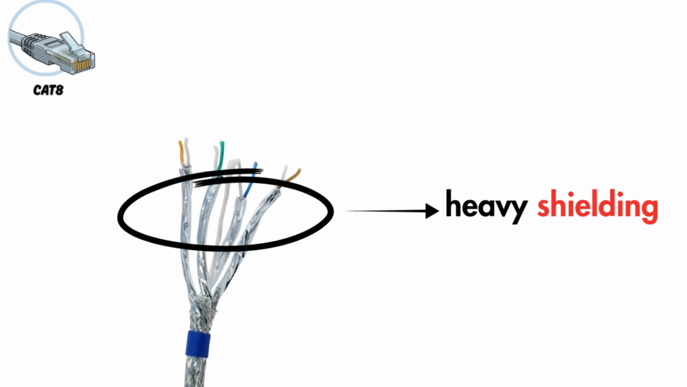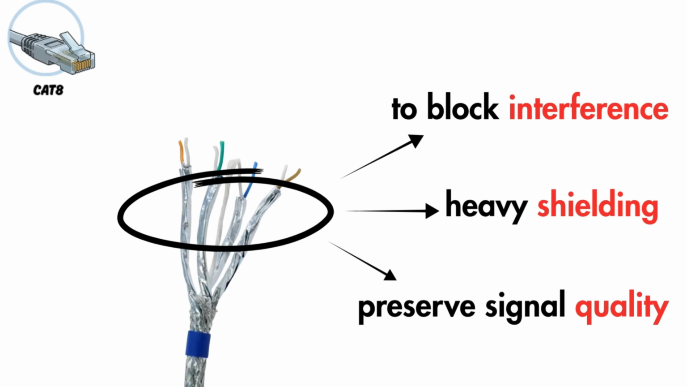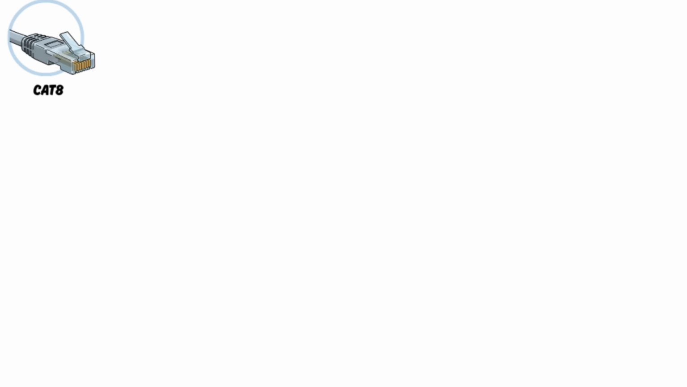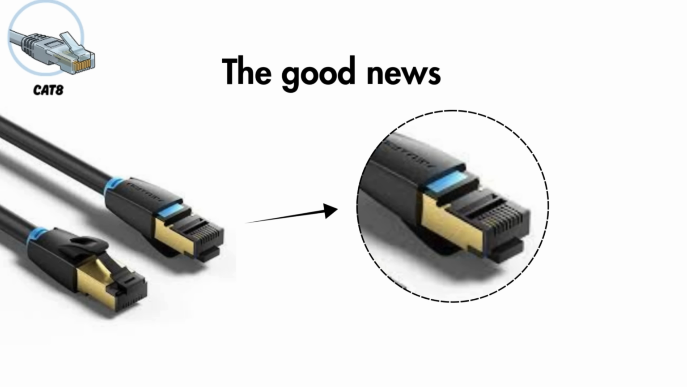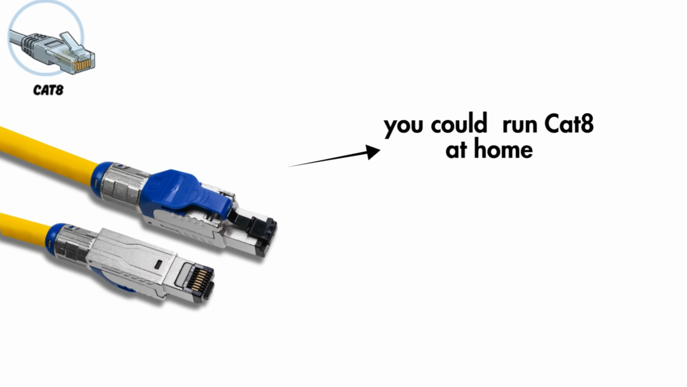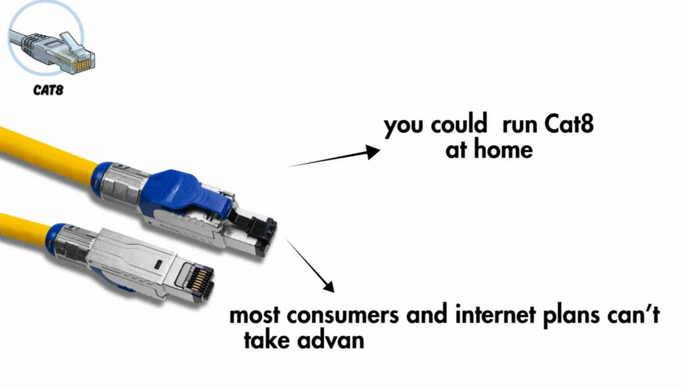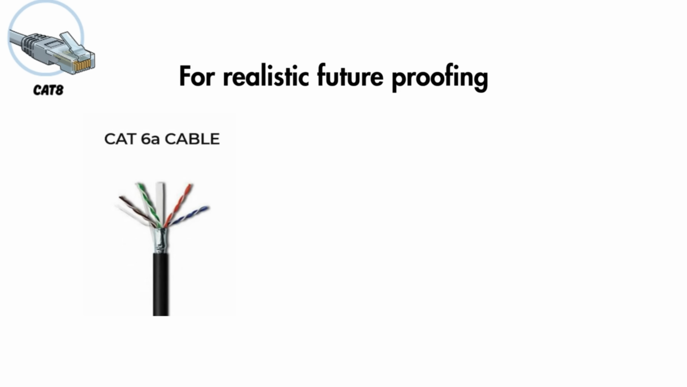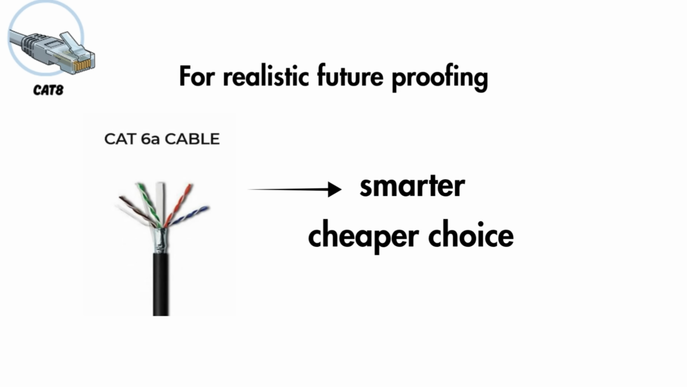It also uses heavy shielding to block interference and preserve signal quality at its high frequencies. The good news is that Cat 8 still uses standard RJ45 connectors, so it's backward compatible with previous Ethernet hardware. While you could technically run Cat 8 at home, most consumer devices and internet plans can't take advantage of its extreme speeds. For realistic future-proofing, Cat 6A is usually the smarter and cheaper choice.